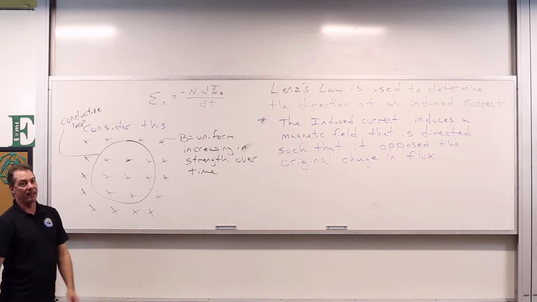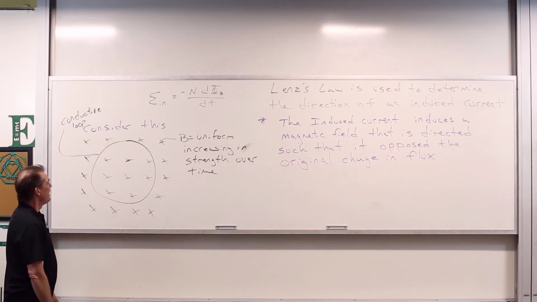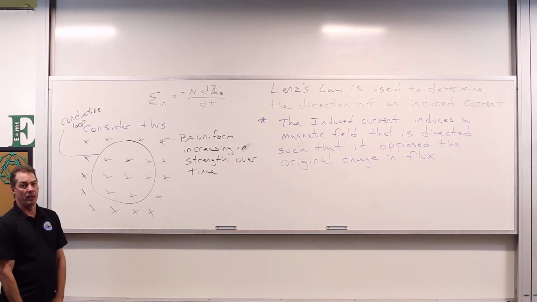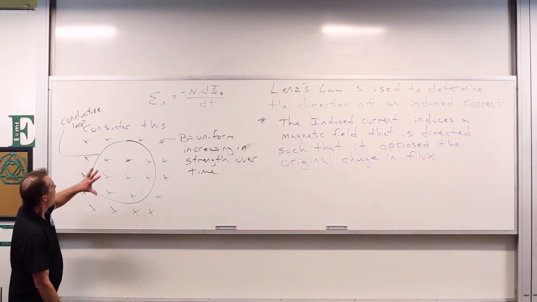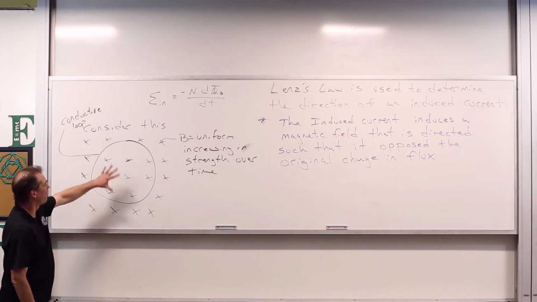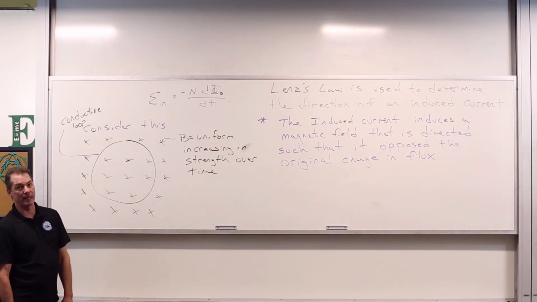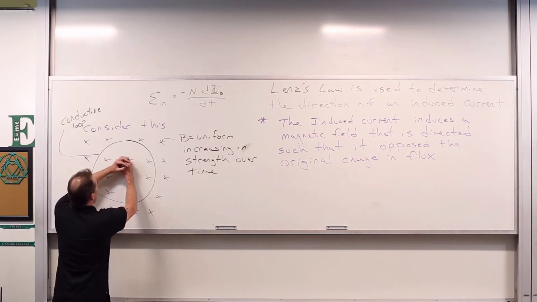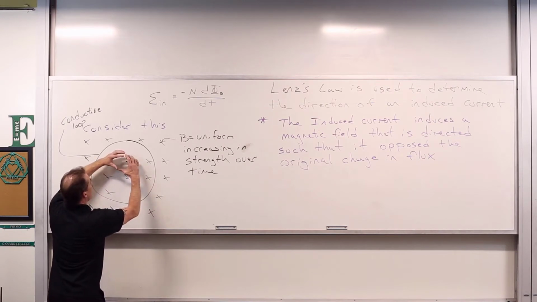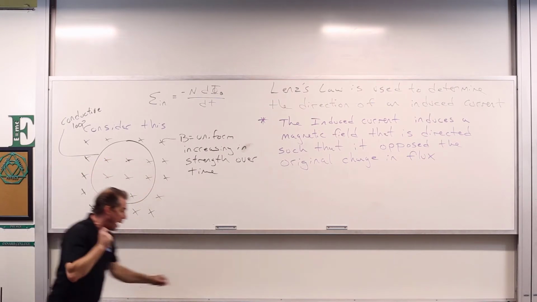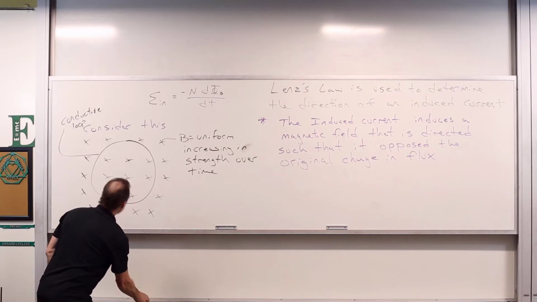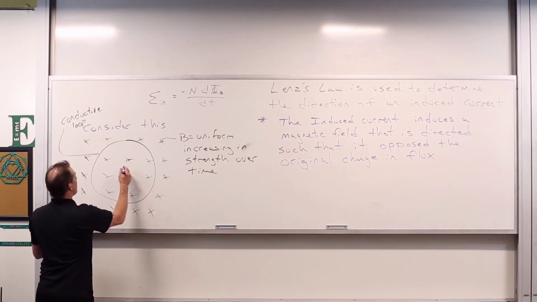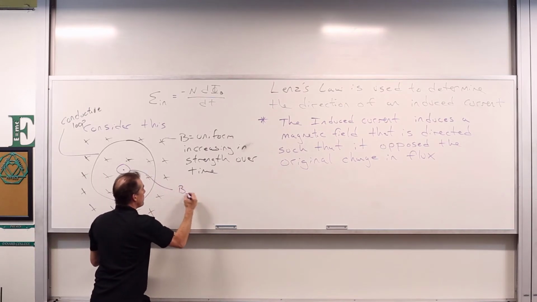Well, nature doesn't want that. It wants the flux to stay the same. How do you get the flux to stay the same? Well, you pop in another magnetic field that produces a flux that opposes the increase. So if these X's are getting bigger and bigger, there's another magnetic field that pops into place. And let's do that with nice purple. We've got another magnetic field, B induced.